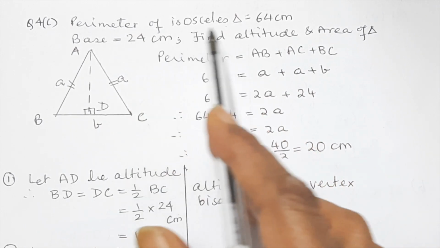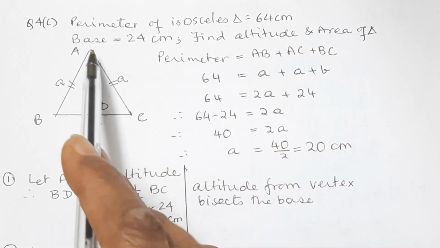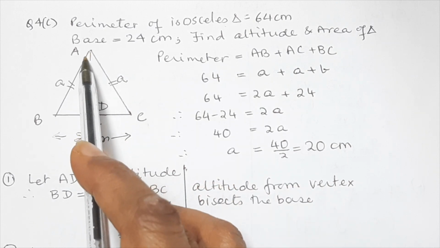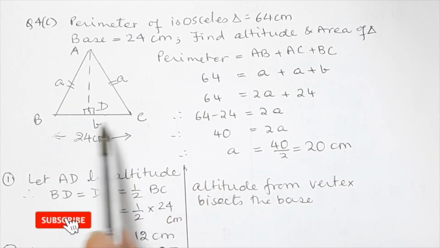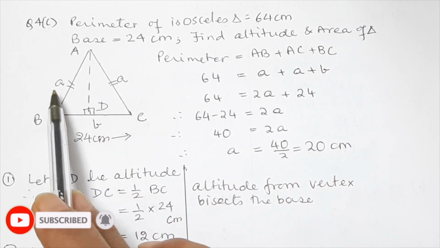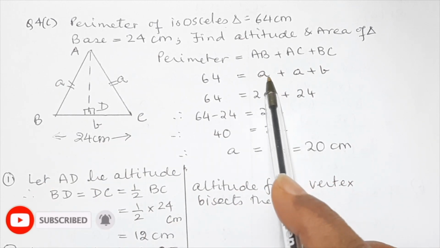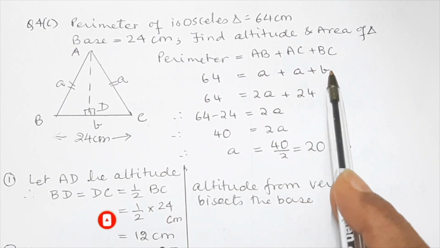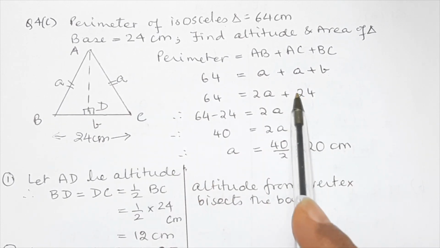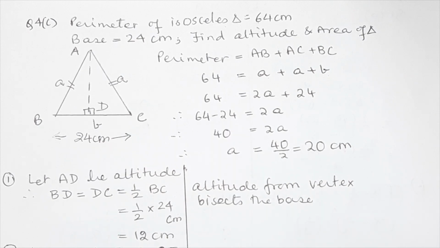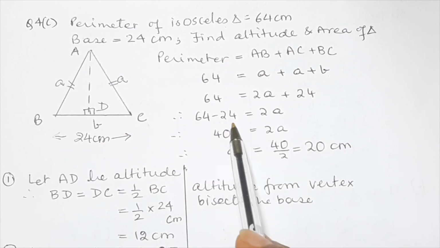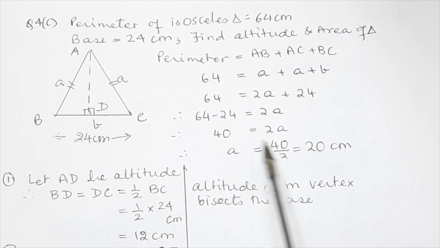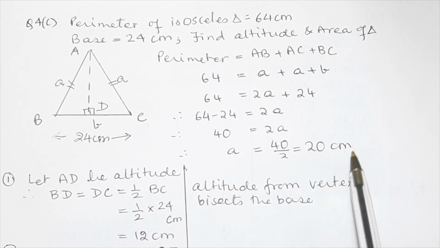Now we are given that the perimeter is 64 centimeter and the base is 24 centimeter. Perimeter is going to be AB plus AC plus BC. So in terms of A and B, it will be A plus A plus B, correct? So 64 is equal to 2A plus base is given as 24. So we connect what is known with what is unknown, and so 64 minus 24 is equal to 2A. 2A turns out to be 40. A turns out to be 40 upon 2, that is 20 centimeter.